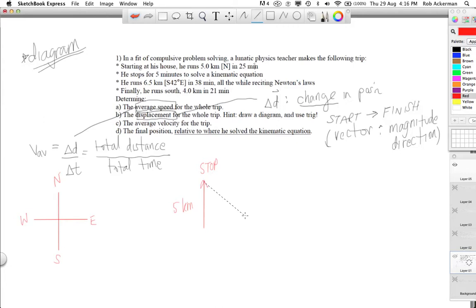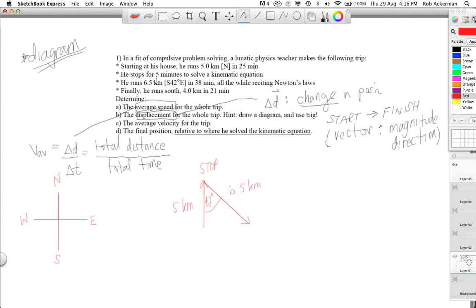6.5 kilometers is what they ask for. This is 5 kilometers, so now it's a little bit longer, and it's on like a 42-ish degree angle. I don't know, maybe it looks something like that. This is not a scale diagram. I'm just doing my best. 6.5 kilometers, and the angle south 42 degrees east, that means that in here is 42 degrees.